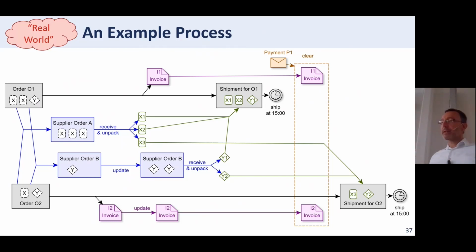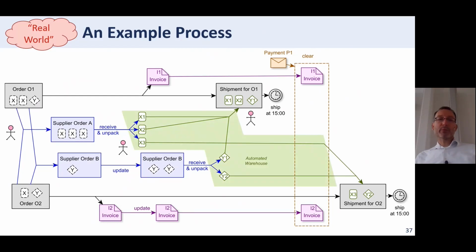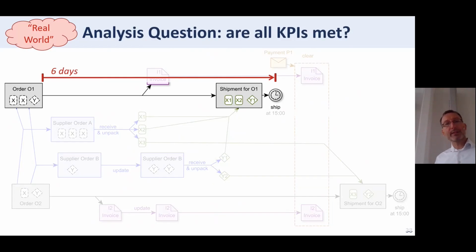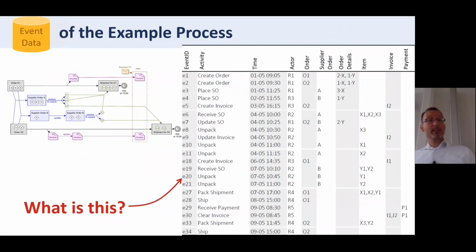And to make this a bit interesting as well, of course, we have people, and maybe an automated warehouse to support us. But the retailer promises to ship everything within 6 days of placing the order. And I'm going to show you event data in a moment where this is violated. So here's the event data.